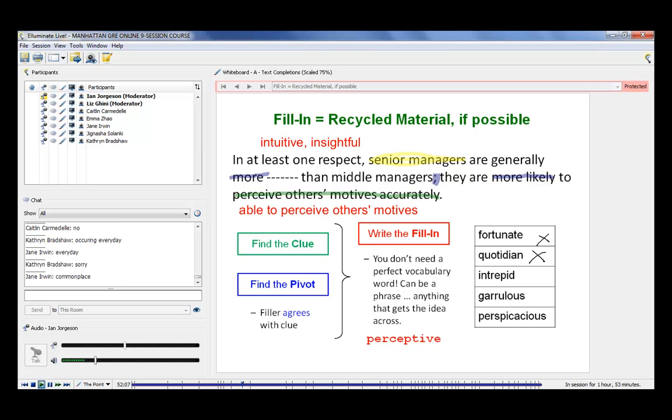Okay, how about intrepid? What do you think? Keep or throw? What does intrepid mean? Anybody? Intrepid? Yeah, fearless. How about garrulous? Garrulous. So what does that one mean? Ignacio is saying no. What does that mean? Yeah, talkative. Probably the simplest way to put down a definition for garrulous. And finally, perspicacious. You guys ever seen that word before?